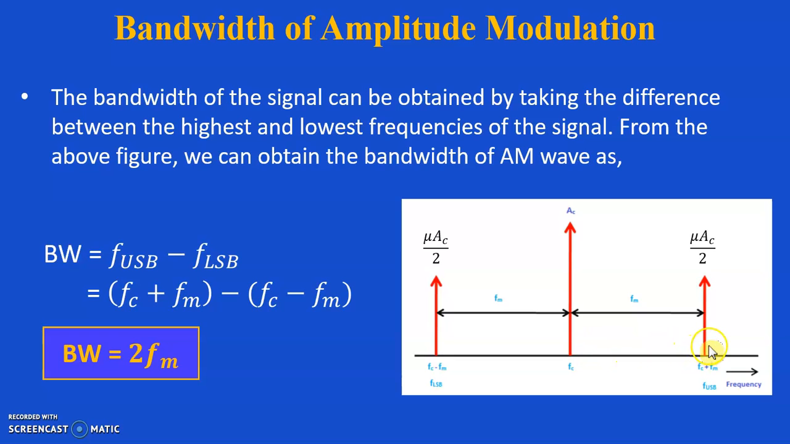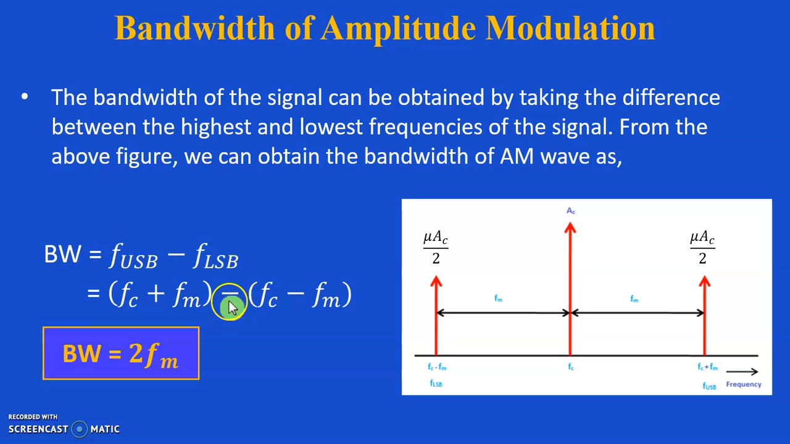From the figure, as we can see here, the bandwidth of the AM signal can be obtained by taking the difference between the highest frequency component and the lowest frequency component of the signal. So from the figure, we can obtain the bandwidth of the AM as follows. The bandwidth is equal to the upper side band frequency minus the lower side band frequency. So BW stands for the bandwidth, equal to fUSB, the upper side band frequency, minus fLSB, the frequency of the lower side band.